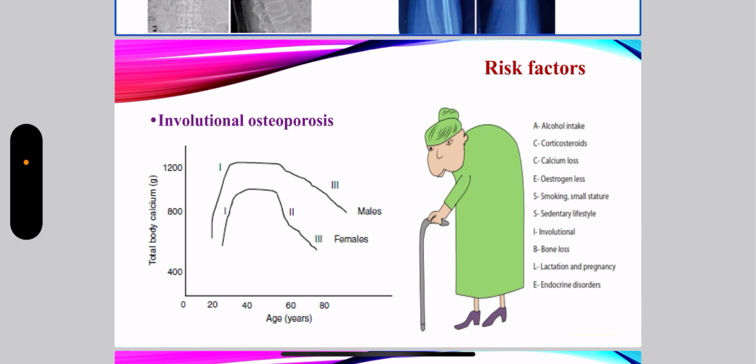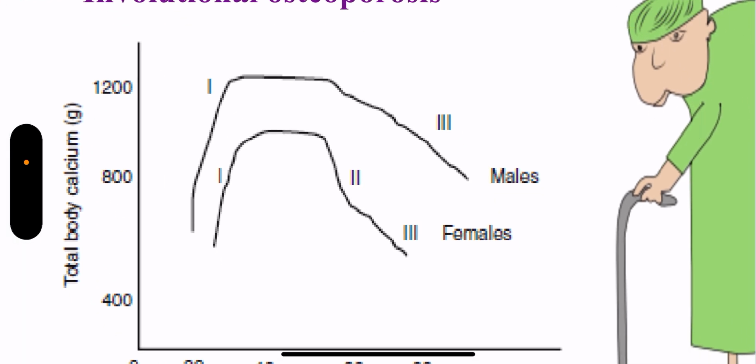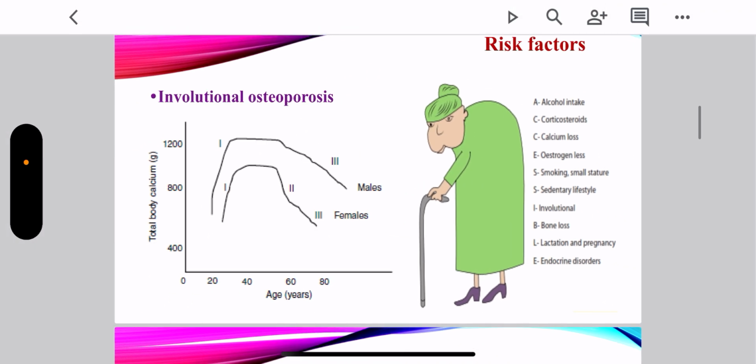You can see in this figure also, with advancement of age, there is decline in the total body calcium. This is called involutional. The bone mass is more in the early life and during the periods of growth and development. But as the person grows older, the bone mass decreases, and quickening of this decline causes osteoporosis.